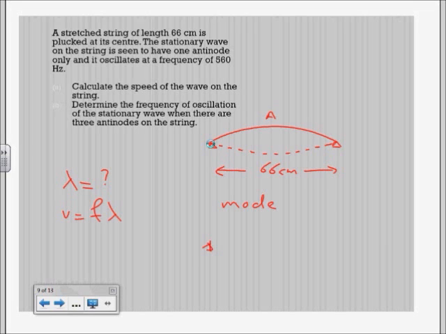Okay, so in part B, same length string, three antinodes. Let's think about that. 1, 2, 3, that'll be right. Antinode, antinode, antinode. Now, once you've determined the speed of the wave in the string, that's not going to change unless you change the properties of the string in some way. So the speed is fixed, and what you're now looking at is effectively that you've changed the wavelength down here. And so if you've changed the wavelength, you are going to have changed the frequency that is produced.